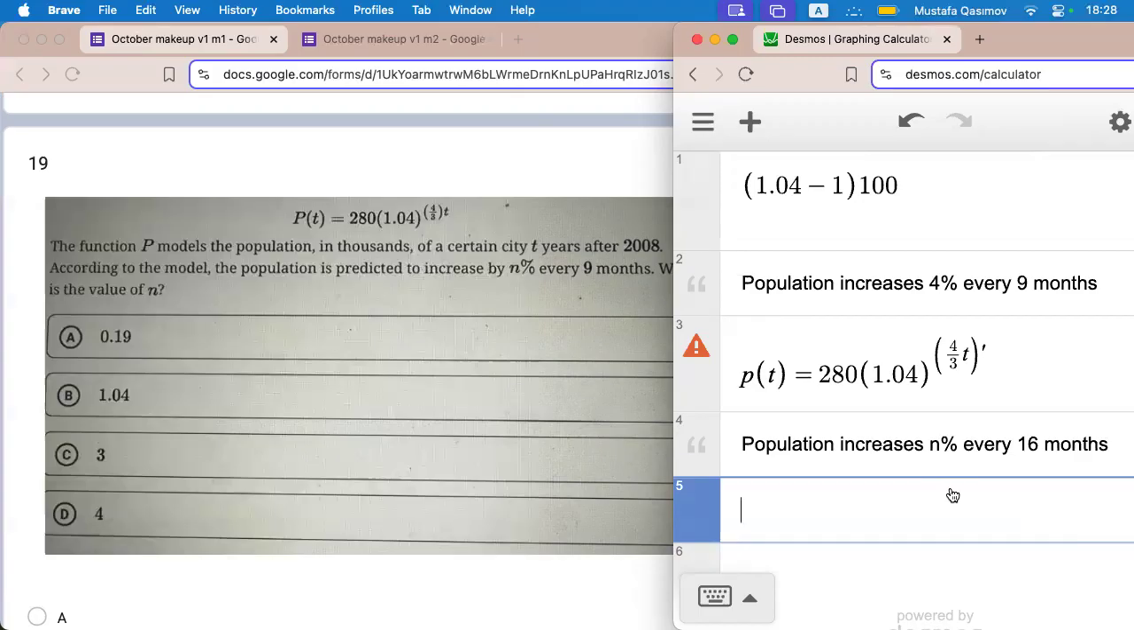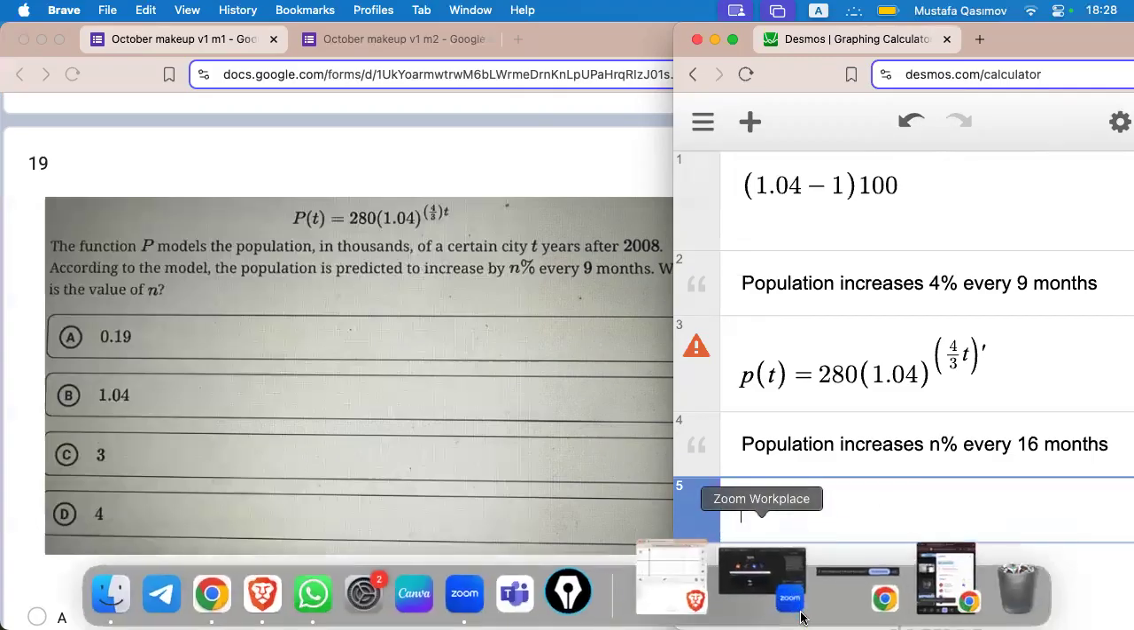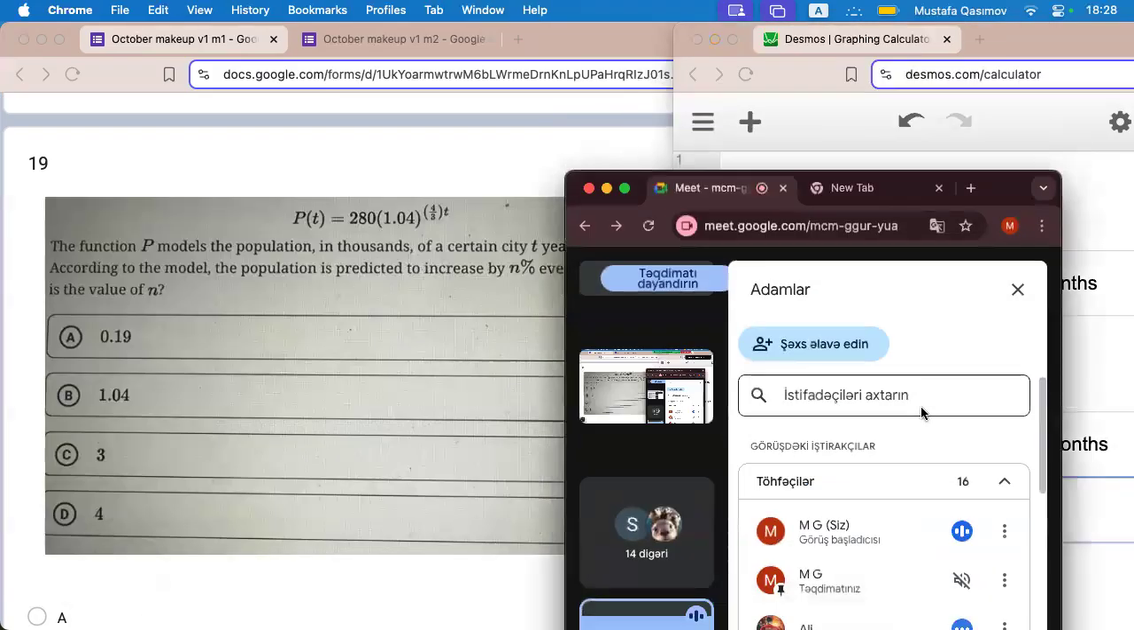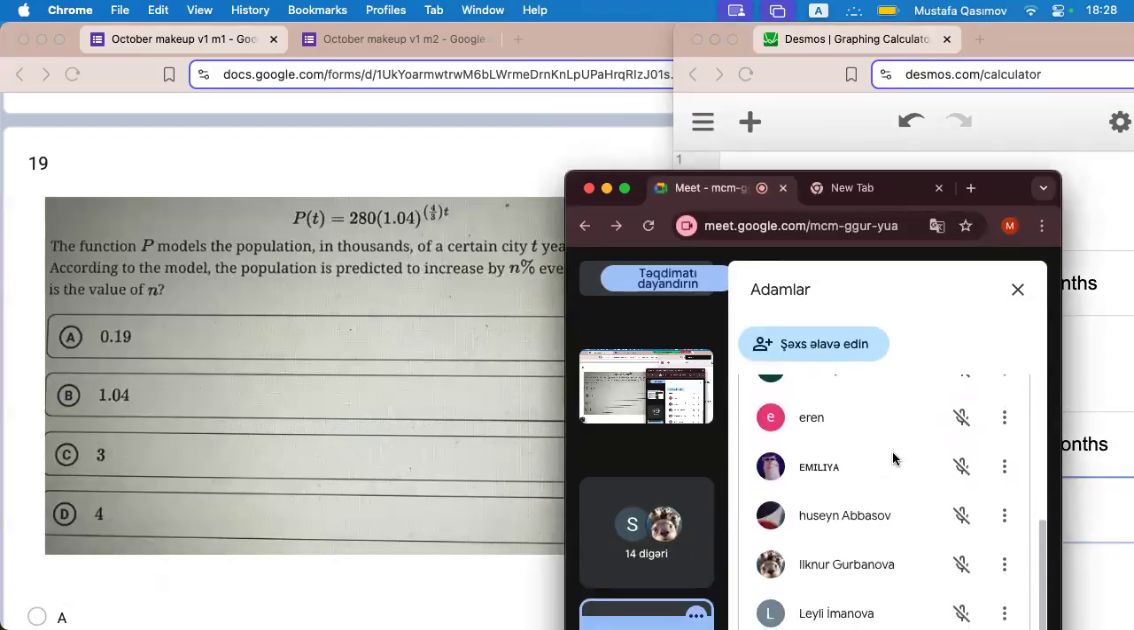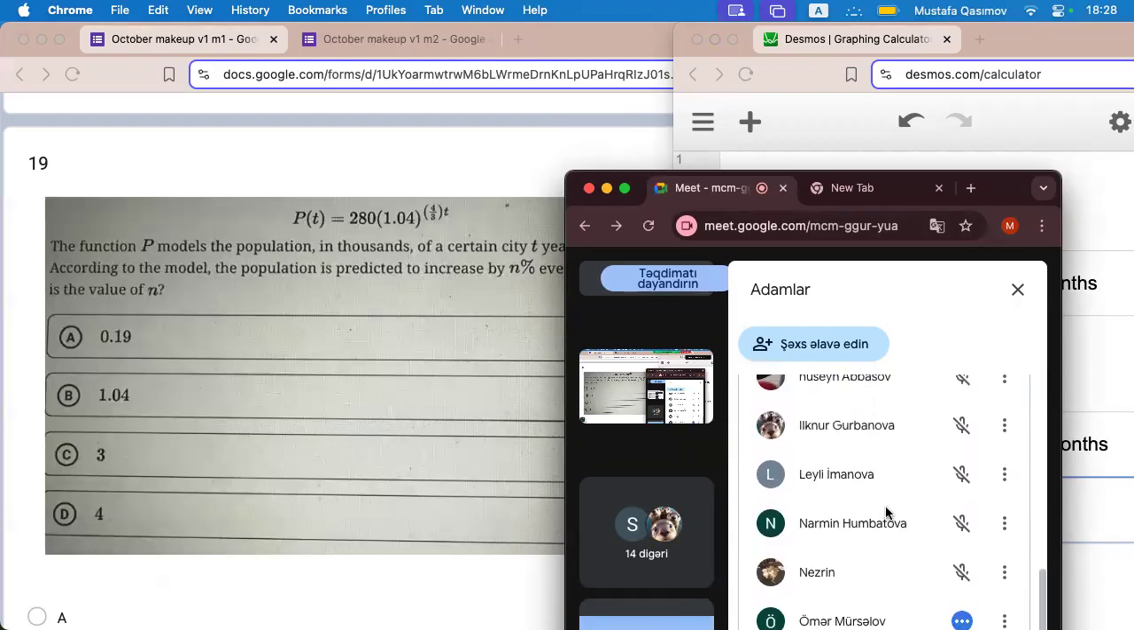Okay, anyone has any opinion? Nermin, do you have any opinion? Okay. Ömer, what about you? Do you have any opinion? What about you, İlknur or Lady?